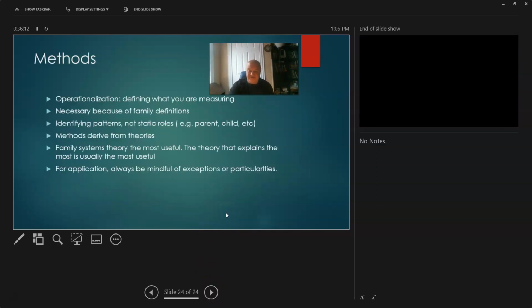So operationalization is defining what you're measuring. And it's necessary because of family definitions. You all have already done that in your second discussion that was due, which I'm grading now. It identifies patterns, not static roles, okay? Methods derive from theories. Family systems theory seems to be the most general, but it's the most useful in explaining what's going on. For application, always be mindful of exceptions or particularities.